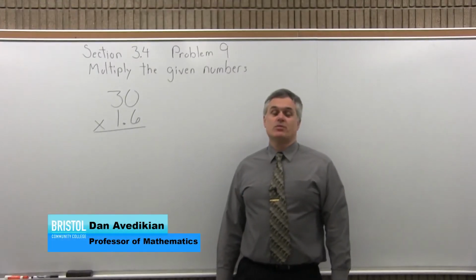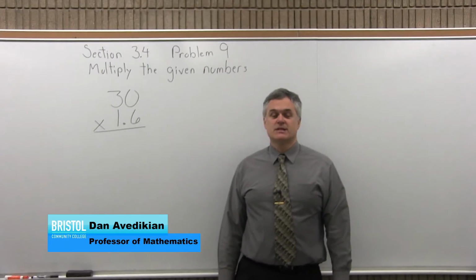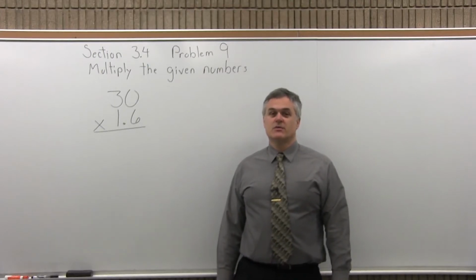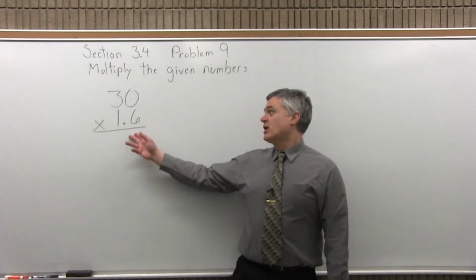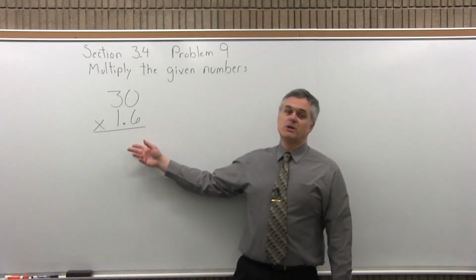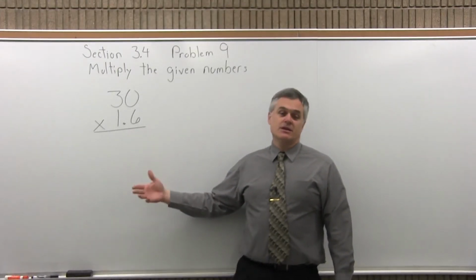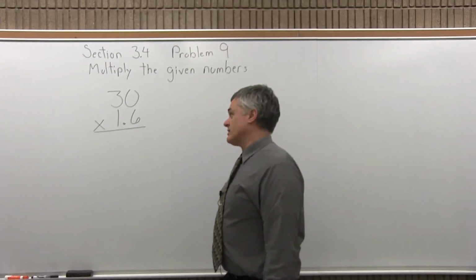This is Section 3.4, Problem 9. It says multiply the given numbers, and we have 30 times 1.6. So to start the problem, at first just ignore the decimal, multiply 30 times 16, and then figure out where the decimal will go in your answer.